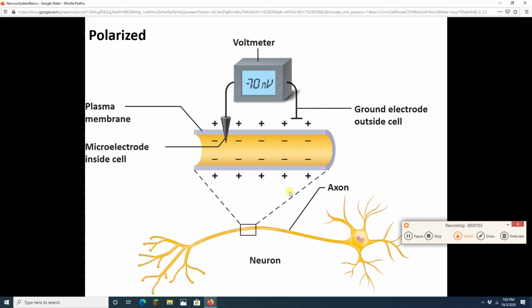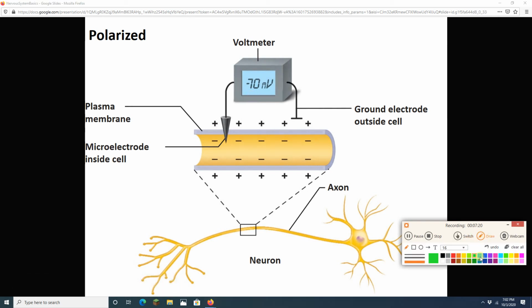Same picture we had earlier. Inside the axon here, it's more negative than the outside. How much more negative? 70 millivolts more negative. So we say the inside has a voltage of negative 70 millivolts. All right, there's a word for this electrical difference.